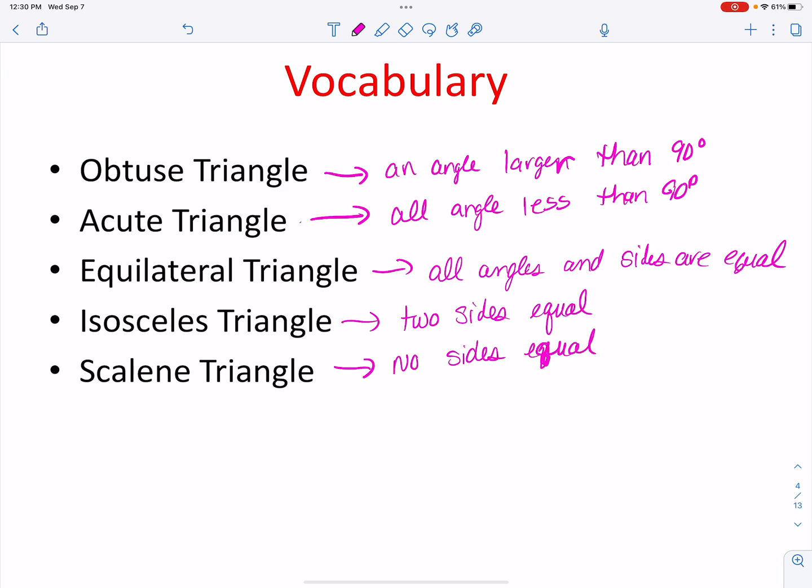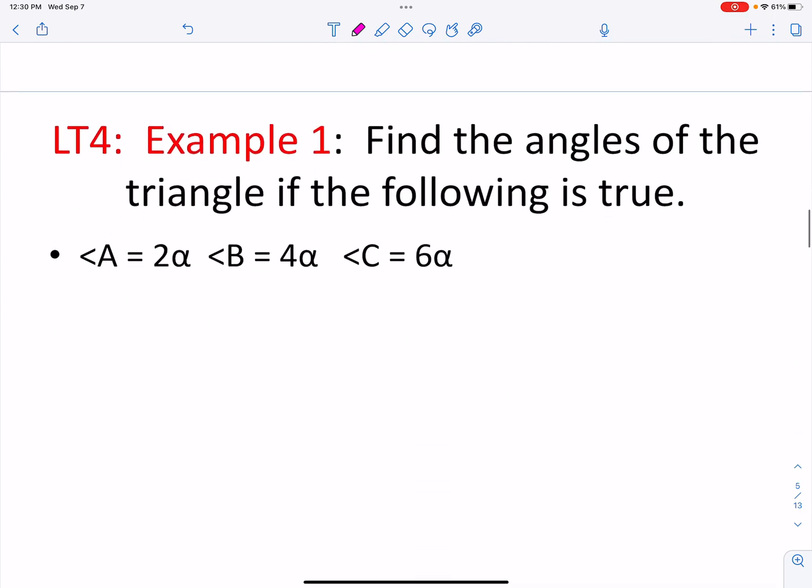Okay, and so you're going to get information. You might get a drawing. You might get side lengths and things. And so you're going to have to label it. So when they ask you to label it, you would say like right isosceles, obtuse scalene. So you're going to use these words to label it. And we'll go over a couple.